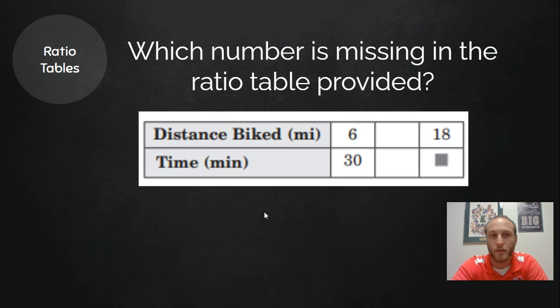All right, let's try one on our own. Which number is missing from the ratio table provided? So look for patterns here. So if I bike 6 miles in 30 minutes, how many minutes am I going to spend biking 18 miles?